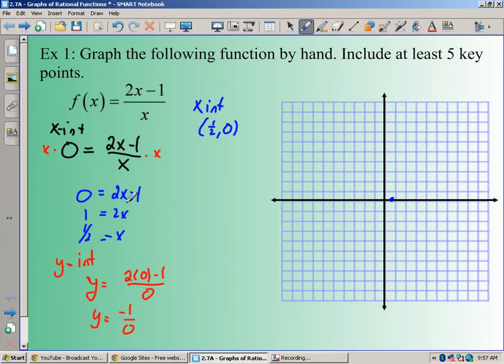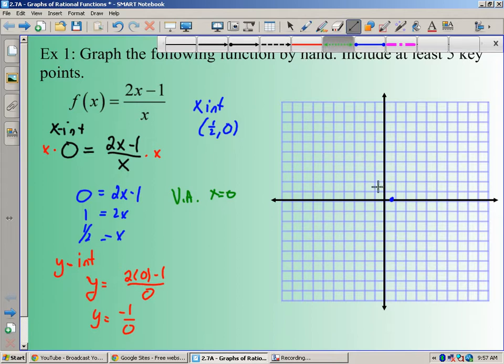Then I'm going to look for vertical asymptotes. Vertical asymptotes, remember, are found when the bottom of a rational function is equal to 0. So if I set x equal to 0, there is a vertical asymptote. That is actually the reason we didn't have a y-intercept: it would have been the x equals 0 line, this green line that I just put in here. The vertical asymptote is not really in the domain, so we don't have a y-intercept. We're never going to cross the y-axis. And so we ended up with a vertical asymptote.